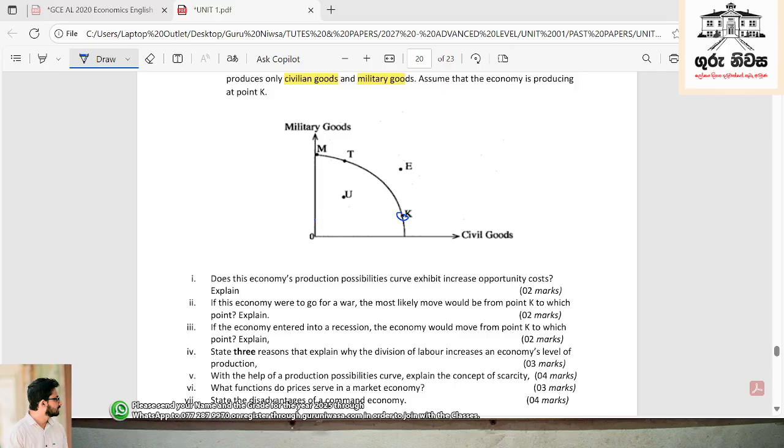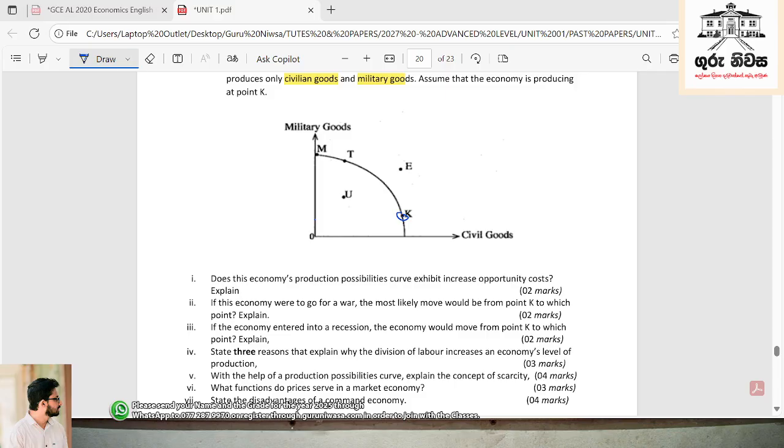Then if there is an economic recession, remember unemployment occurs. Unemployment occurs means the economy has to work at a point inside the curve. Then if the economy entered a recession, the economy would move from point K to which point? Explain, not just the point. The recession means point U. The economy has to move to a point inside the curve. Here there's only one point inside the curve, which is U.